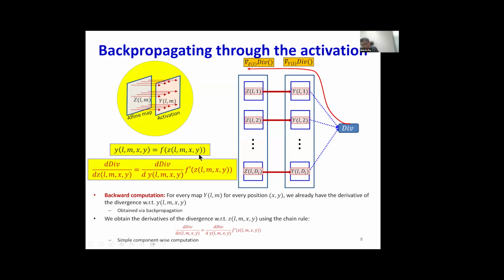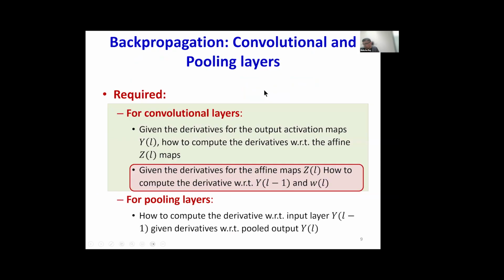Then just using standard derivative chain rules, the derivative of the divergence with respect to Z_L,m,x,y, which is the affine term, was simply the derivative of the divergence with respect to Y_L,m,x,y times the derivative of the activation function itself computed at that Z value. So this was easy. This tells us how to propagate derivatives for the activation maps backward to the affine maps. So this first derivative operation is defined.